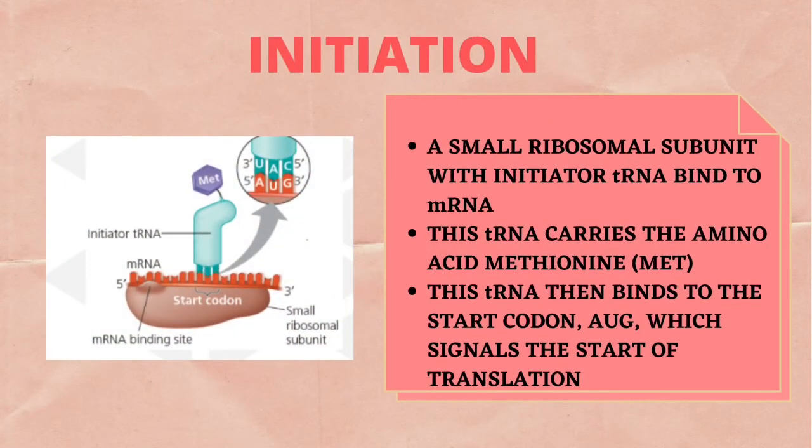The first stage is initiation. A small ribosomal subunit with initiated tRNA bind to the mRNA. This tRNA carries the amino acid methionine. This tRNA then binds to the start codon AUG, which signals the start of translation.